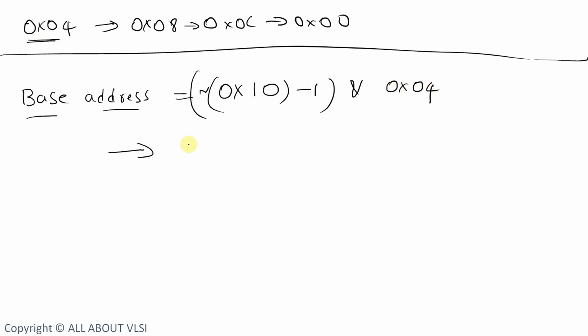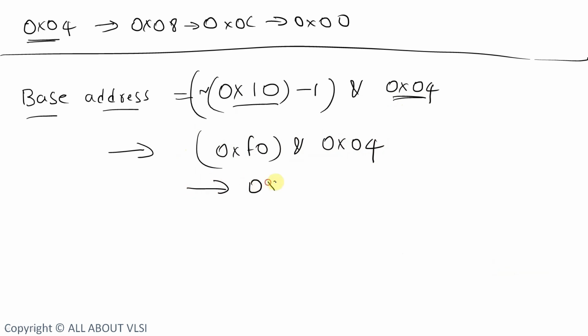Now what is going to happen? Here it is again the same thing, that is F0, bitwise AND operation with 0x04. So here we are again getting 0 as our base address. Here also you can see after reaching the WRAP boundary, we should go to the base address, that is nothing but 0. From this formula also we will get our base address as 0. So you are going to the base address when you are reaching your WRAP boundary.